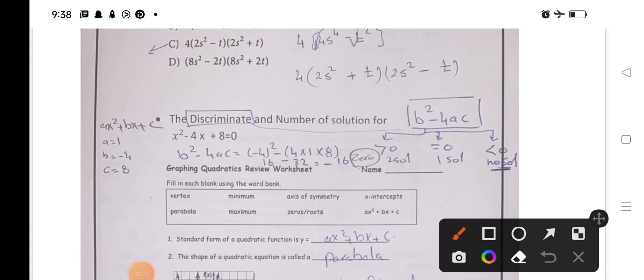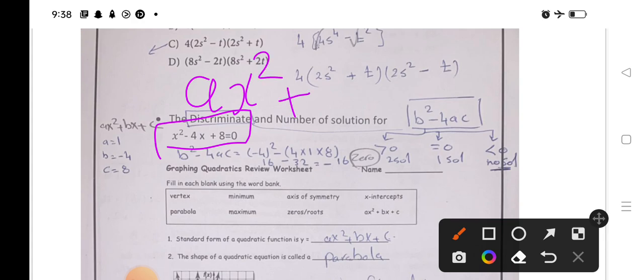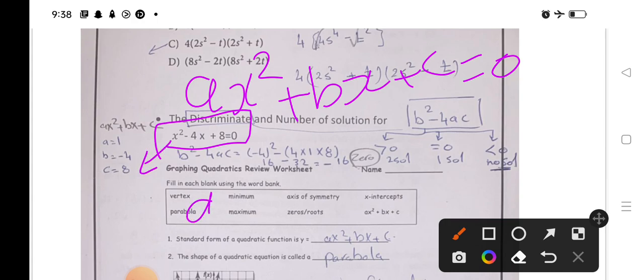Remember this. I have here the equation, and from the equation, I will write the standard form ax squared plus bx plus c equals 0. What is the coefficient of x squared? I don't have a hidden one, so a is 1. The coefficient of x, b, is negative 4. What about c? c is 8. I wrote here a, b, and c.